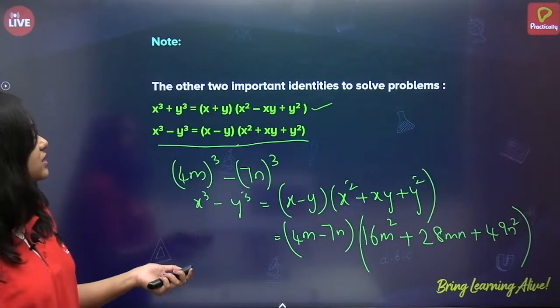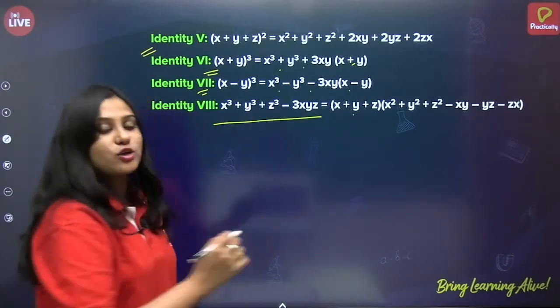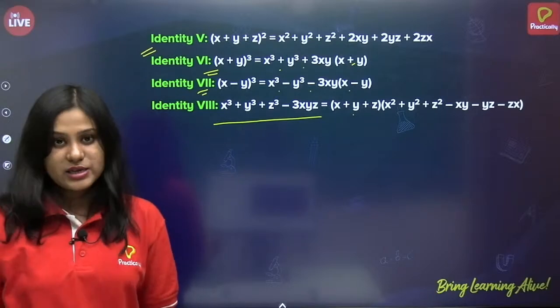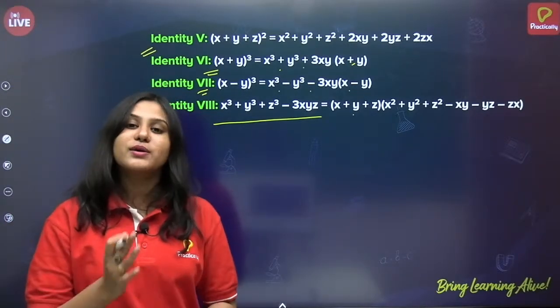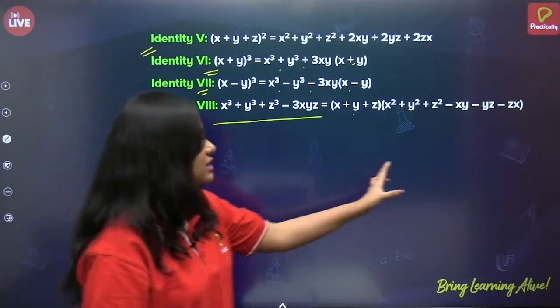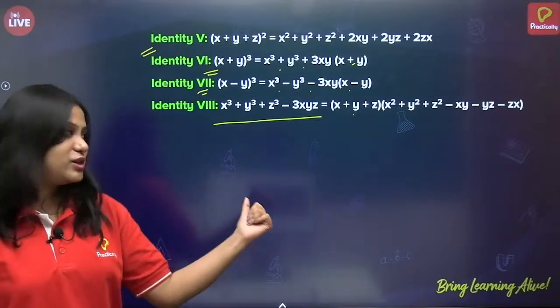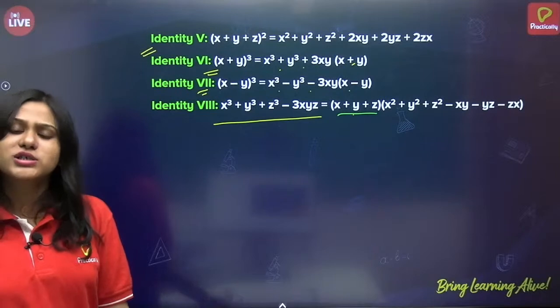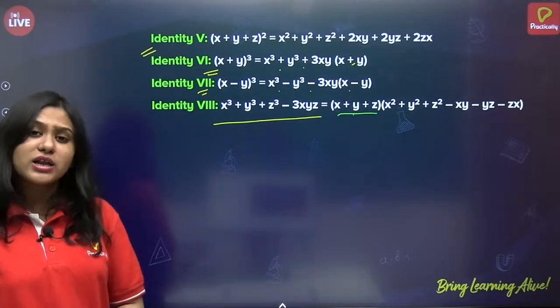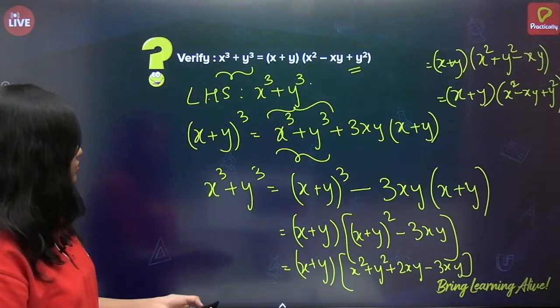We have already studied the identities, correct? So, what do we know? x cube plus y cube plus z cube minus 3xyz is equal to x plus y plus z into x square plus y square plus z square minus xy minus yz minus zx, correct? Now, if you remember the problem, x plus y plus z is equal to 0. So, just substitute the value 0. Very easy. Let's go back and do it.